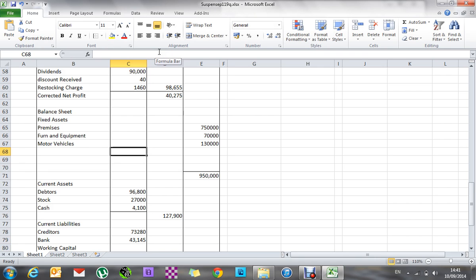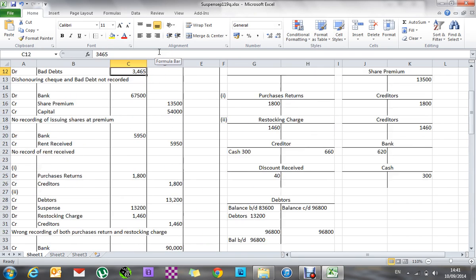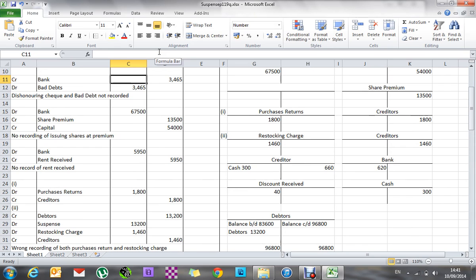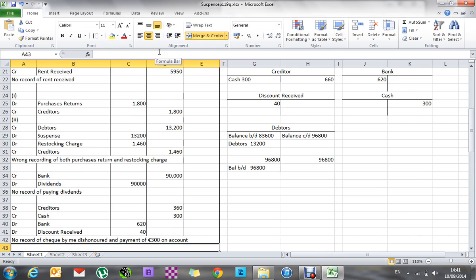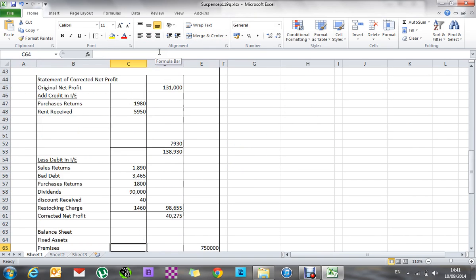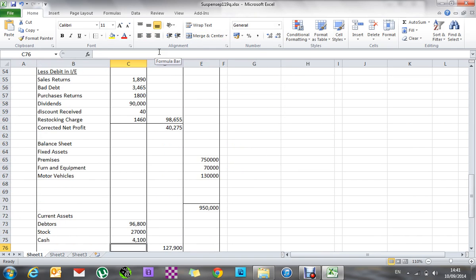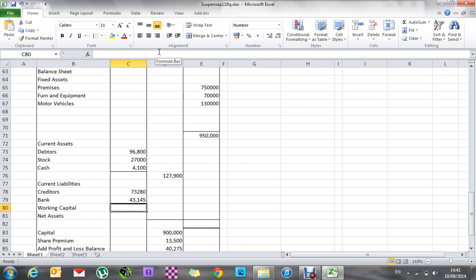And I've missed one more. I'll just go back. We have this bank of 5,950, which is going to reduce my overdraft because I was getting money in. Getting money in should be a plus, but because I'm making an overdraft smaller, it's going to be a minus. So it's minus 5,950. So I'll add all of these together.